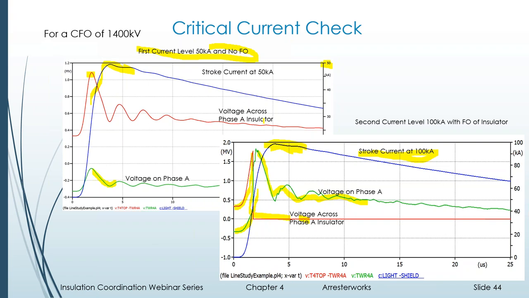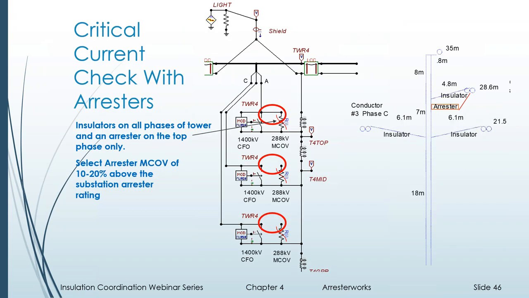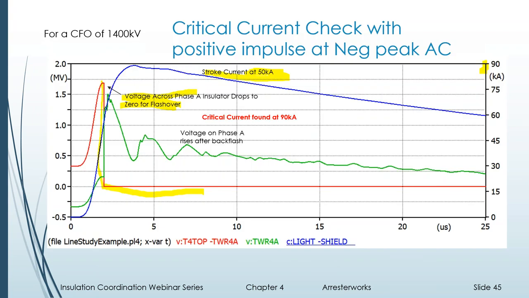At least this is the method that I use. So I go back and forth a few times, and I find out at what current. I know the stroke current is not 50 because it flashes over right here. We have about 90 kA. We have a flashover. So the voltage across phase A drops at 90 kA, which means I have a flashover. And now that is my critical current, I believe. Yes. So now the I sub C for this tower is 90,000 amps.